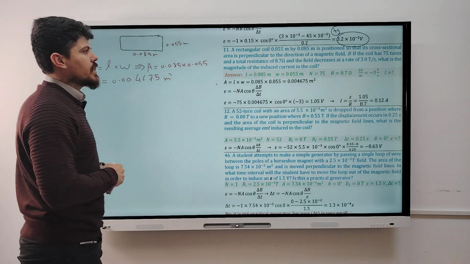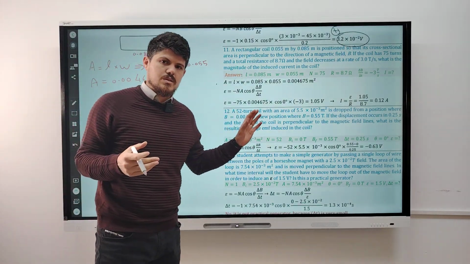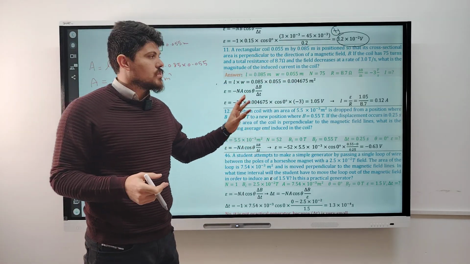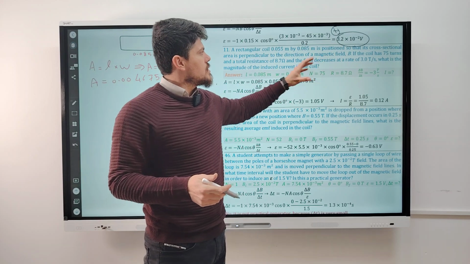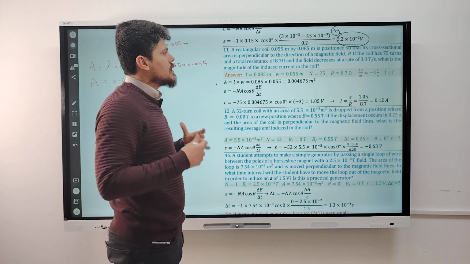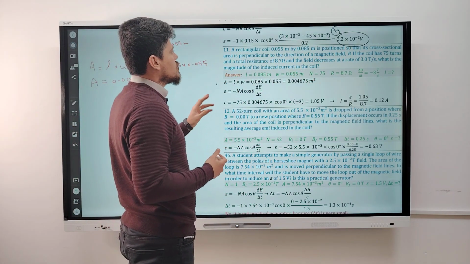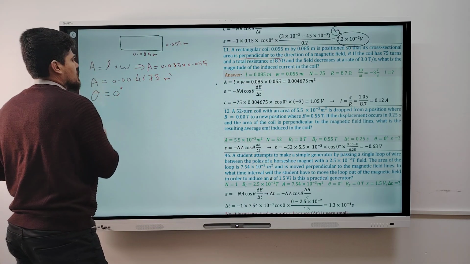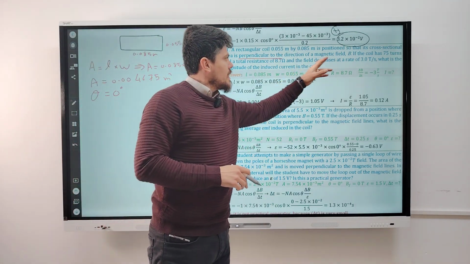Meter square. Okay, this is the area. The area was not given in this question, but the side of the coil was given and we converted it to the area. It's positioned so that the cross-section area, or the plane of this loop, is perpendicular. It means that the angle is 0 to the direction of the magnetic field.